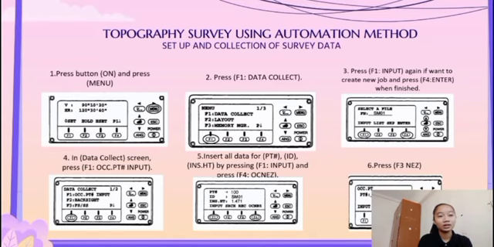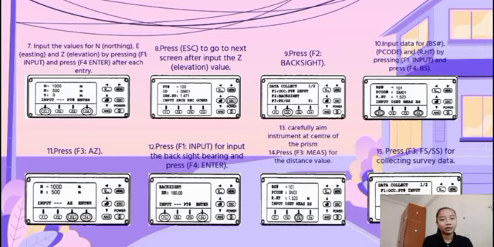6. Press FE and EZ. 7. Input the value for N, E, and Z elevation by pressing F1 input and press F4 enter after each entry. 8. Press ESC to go to the next screen after inputting the Z elevation value. 9. Press F2 backsight. 10. Input the backsight P-code and RHT by pressing F1 input and press F4 backsight.